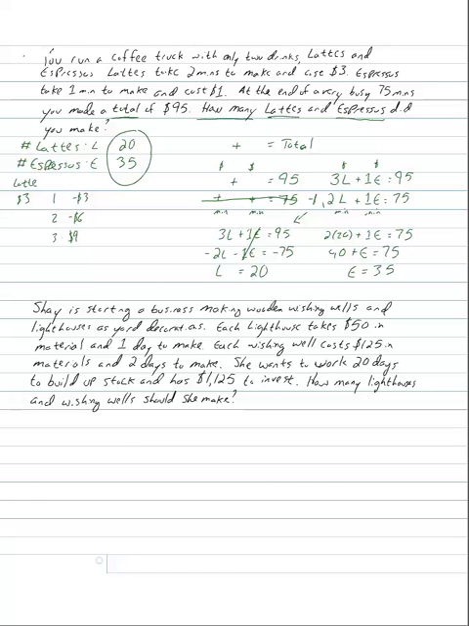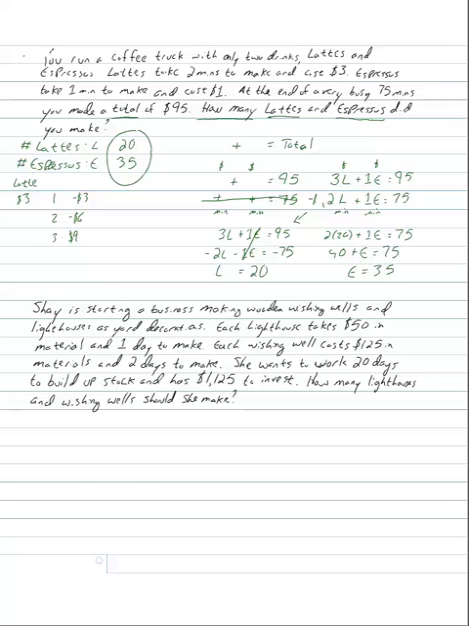So the next one is Shay is starting a business making wooden wishing wells and lighthouses as yard decorations. Each lighthouse takes $50 in material and 1 day to make. Each wishing well costs $125 in materials and 2 days to make. She wants to work 20 days to build up stock and has $1,125 to invest. How many lighthouses and wishing wells should she make?